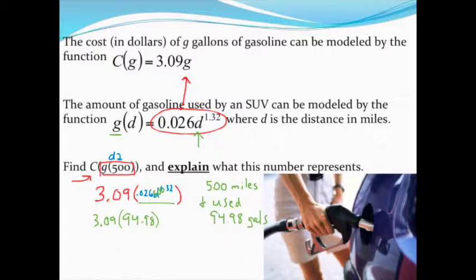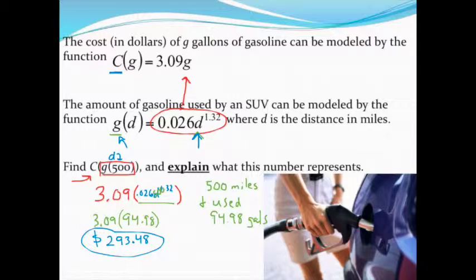Last up, let's do this final step of multiplying by 3.09, and that gets me a final answer of approximately 293.48. And then if I once again go ahead and think about what that represents, I've plugged in 500 for D, I've got 500 miles, I figured out how many gallons of gas I've used, so finally that C must represent a cost. So as a final answer, that's what I get for the composition.